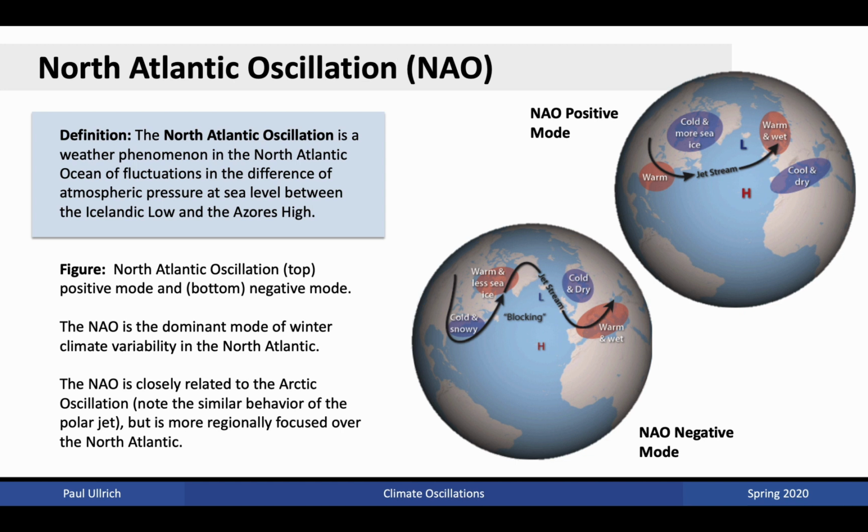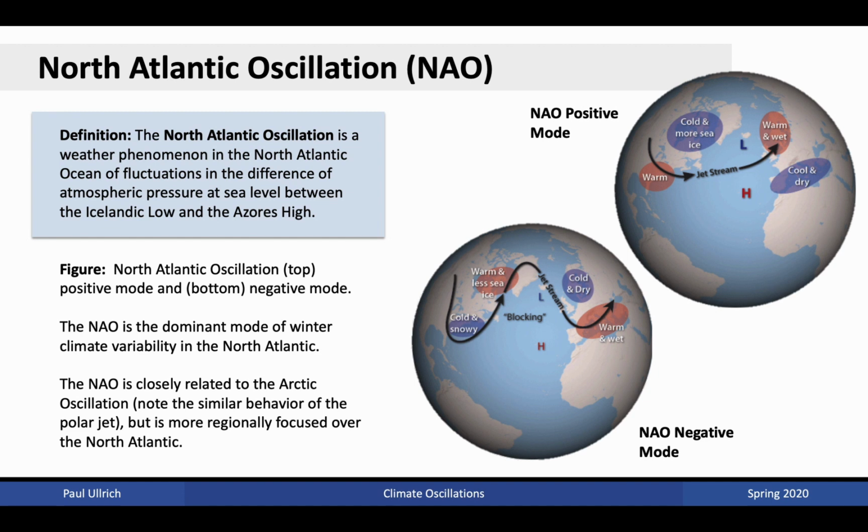Obviously, since it's associated with these fluctuations in sea level pressure, it is also closely connected with the jet stream via geostrophic flow relationships. The North Atlantic positive mode is shown in the top right here, and the negative mode shown in the bottom left.